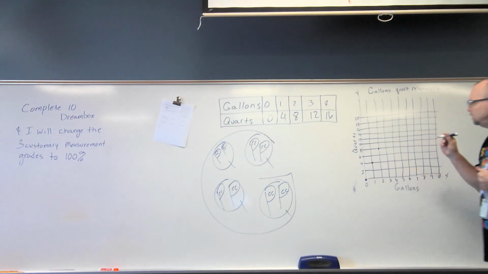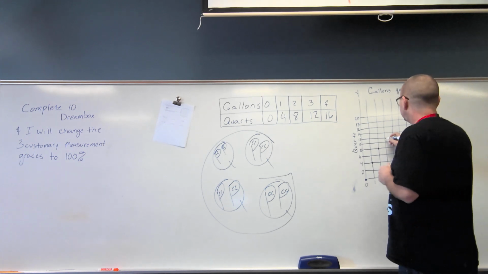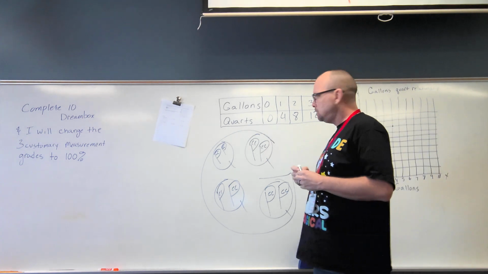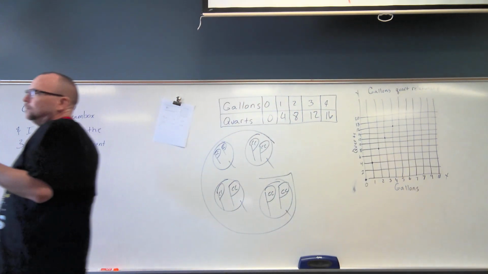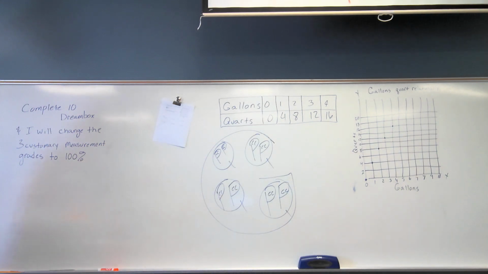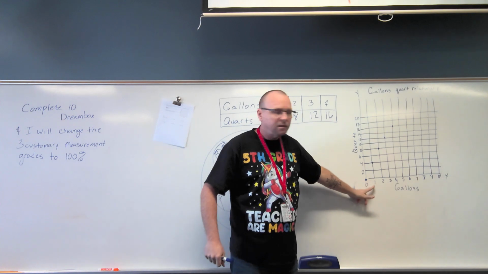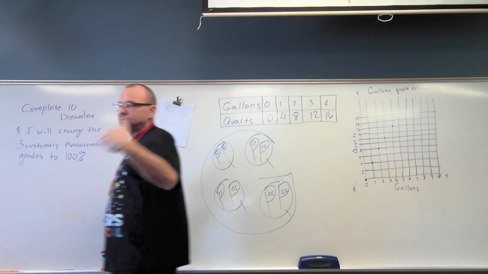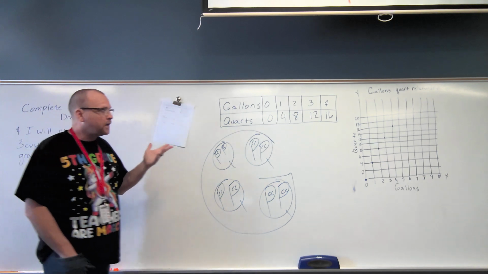And then we go 3. What's 3? 12. 4, 16. Oh, okay. It's very important for you to know and recognize as we move on that 1 is the line, not the space between the lines. It's the line itself. So anyway, that's that question.